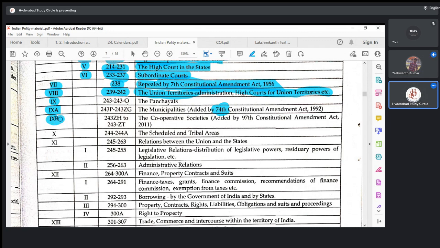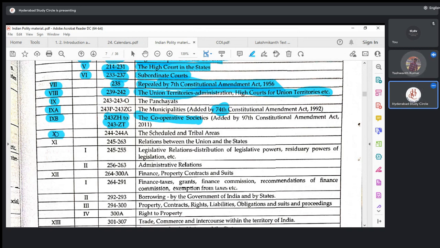Part 9B, Article number 243ZH to 243ZT, the cooperative societies, added by the 97th Constitutional Amendment Act 2011.